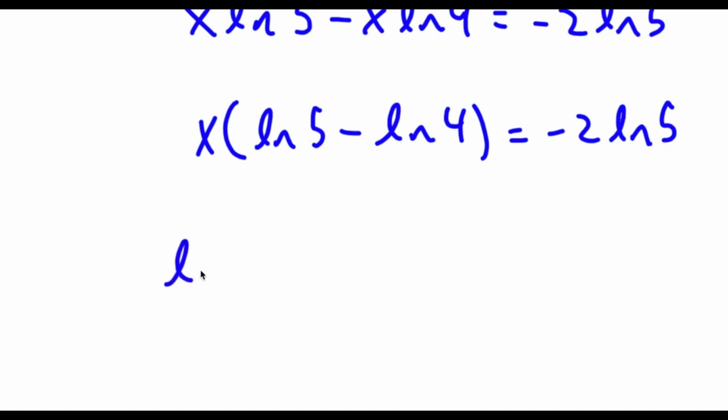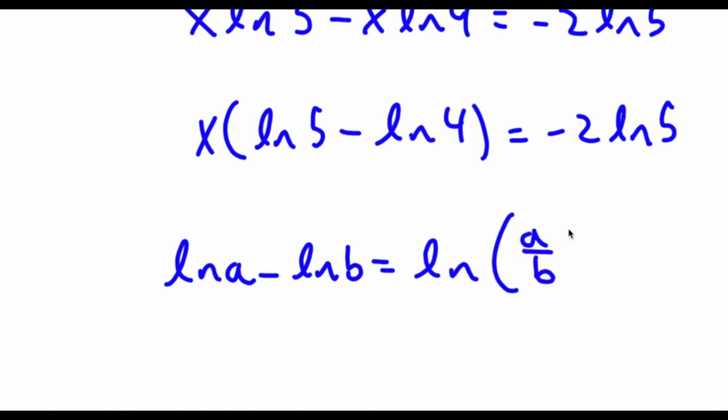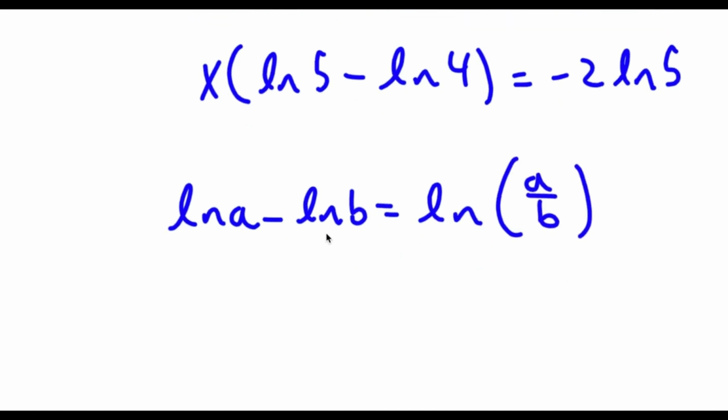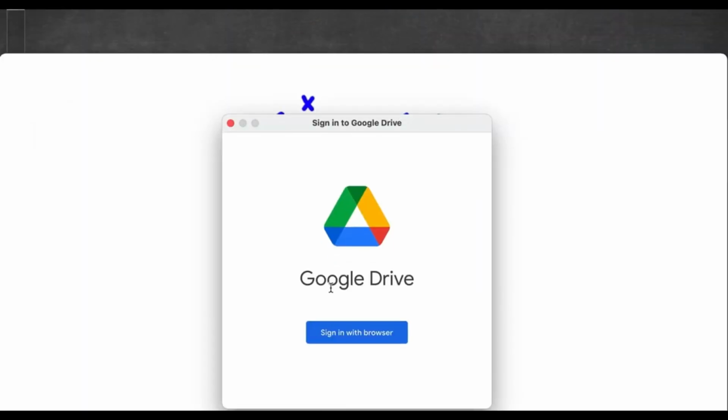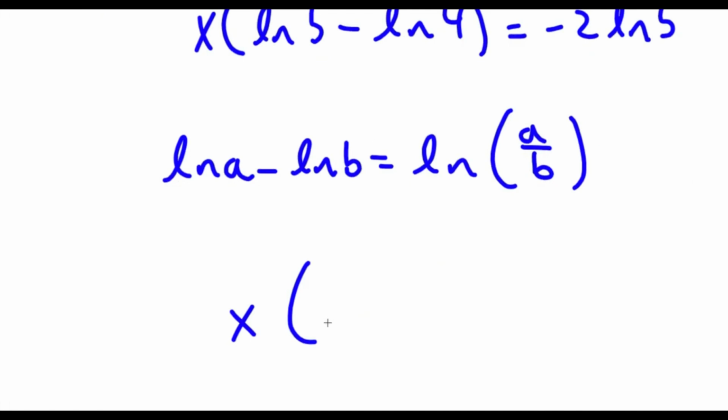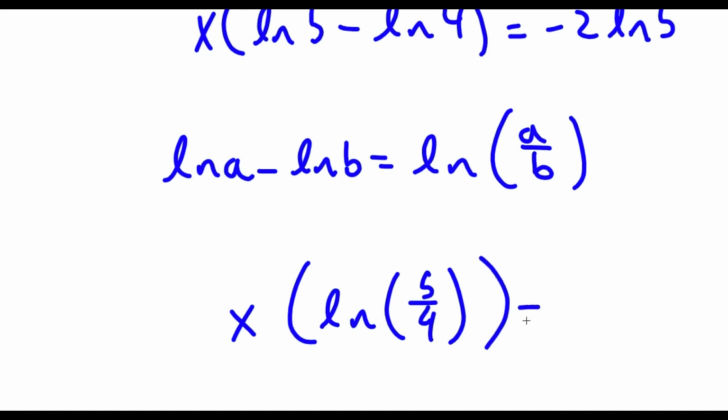Now, if I have something in the form ln a minus ln b, this is the same thing as ln a over b. So ln 5 minus ln 4, that's going to equal ln 5 over 4. So I have this is equal to negative 2 times ln 5.